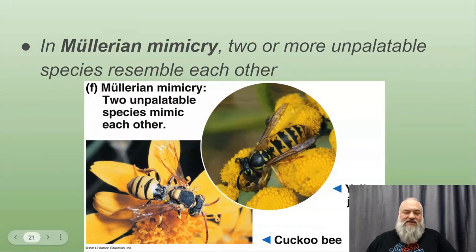These things are both nasty. You don't want to mess with them. And it's helpful if they both evolve similar coloration, because then they're playing off each other's deterrence.